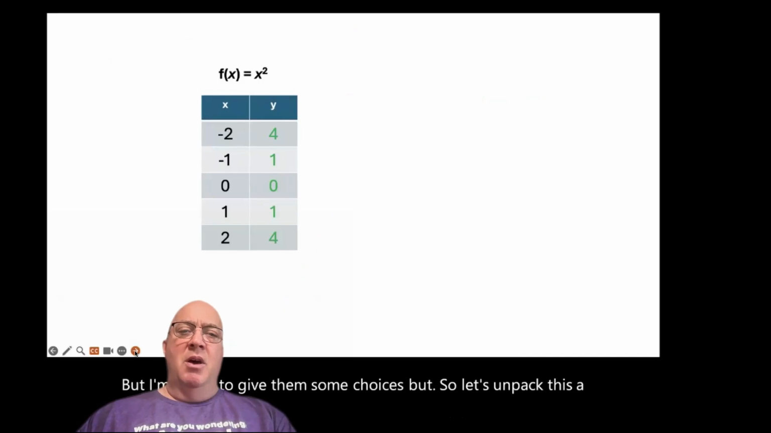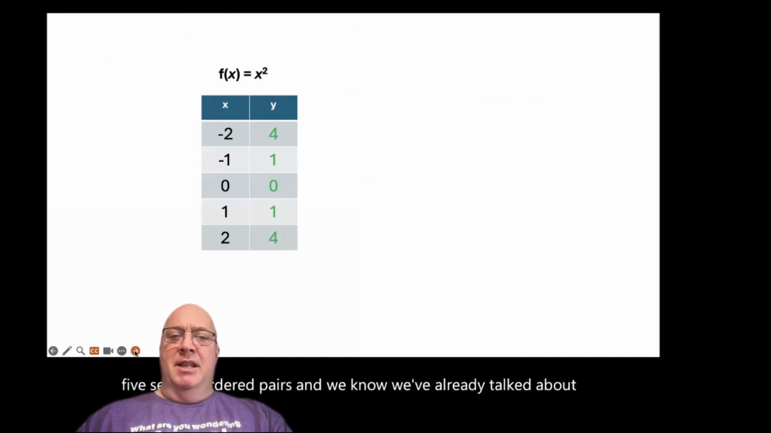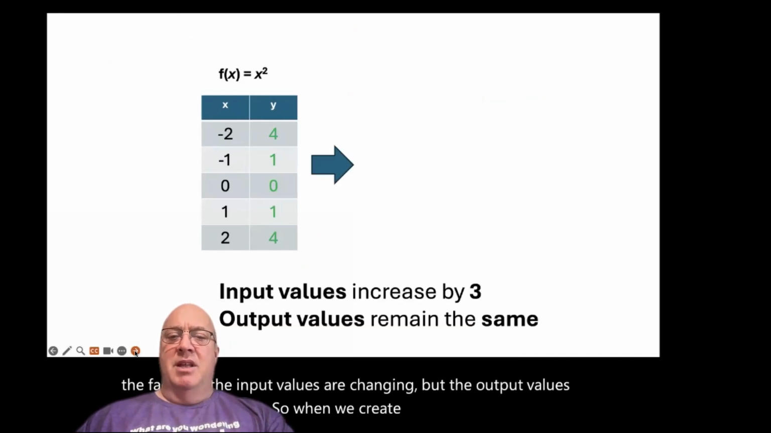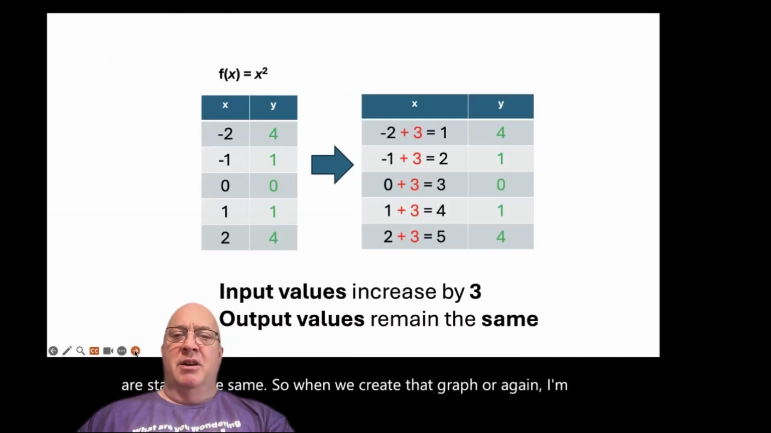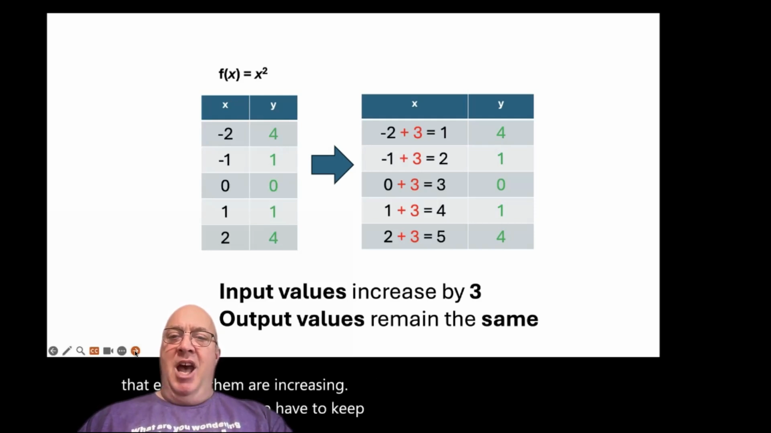So we know that our original function relationship, these are the five sets of ordered pairs. And we've already talked about the fact that the input values are changing, but the output values are staying the same. So when we create that graph, or again, I'm going to look at ordered pairs here, we see that each of them are increasing by 3 units, but we have to keep the output values the same.